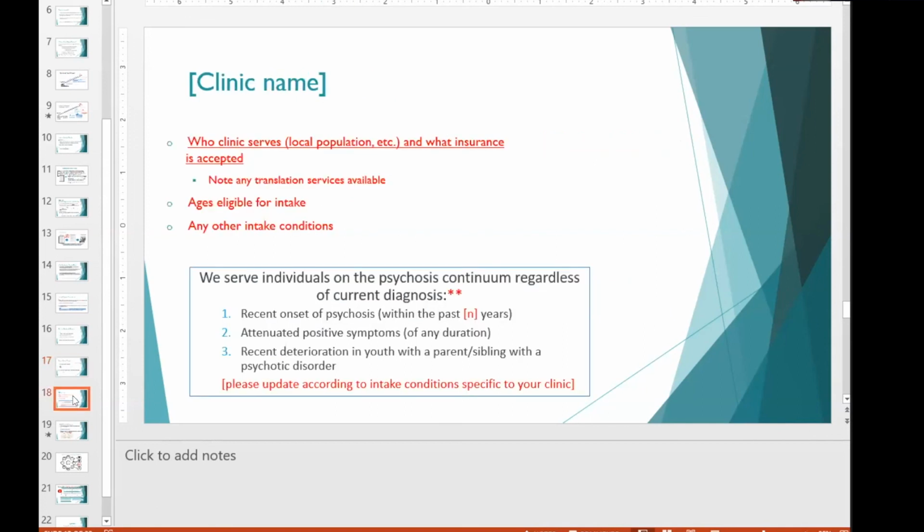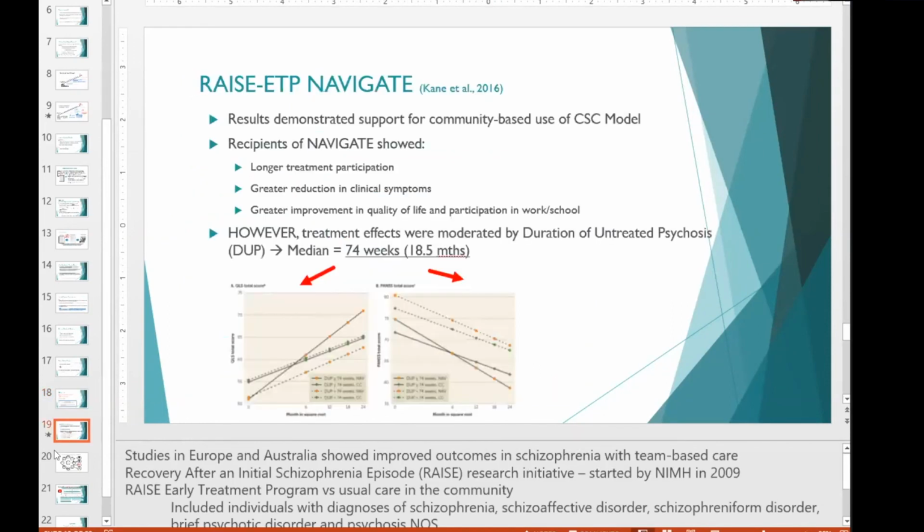Okay. And then I have a slide that says who we are and what our eligibility criteria are. If there are any things we don't take, I say that here. And then for me, I like to say we serve the continuum of psychosis regardless of diagnosis. That's my little catchphrase. So onset of psychosis, attenuated symptoms. We also take genetic risk and deterioration, for those of you who did the SIPS training. Remember, that's one of the SIPS criteria. So you're going to want, again, to work with your EPTTA team to update this to meet your needs.